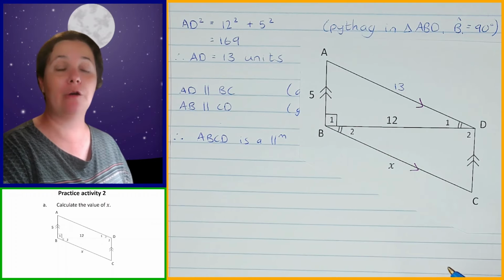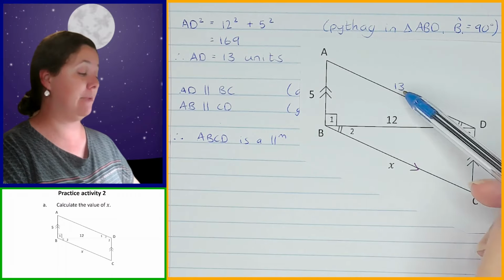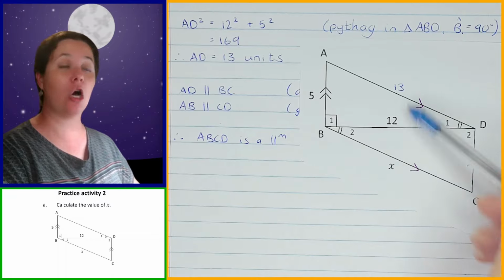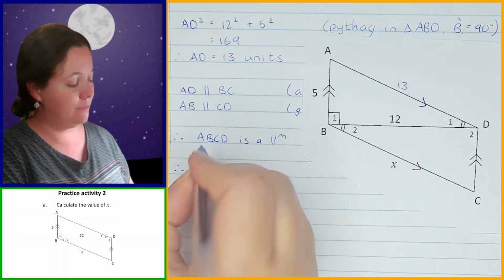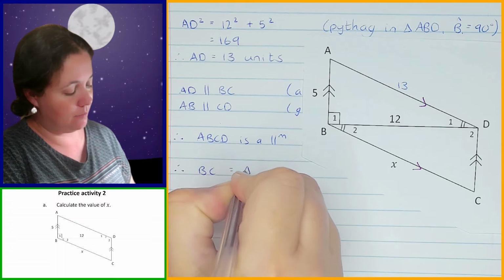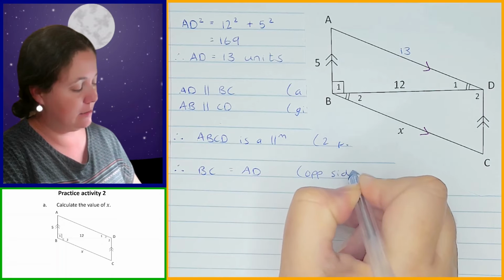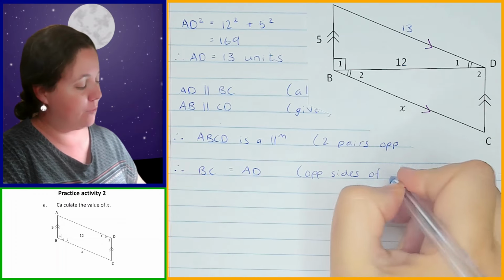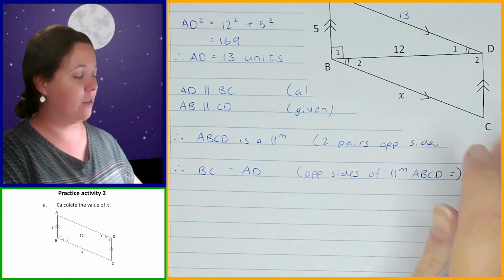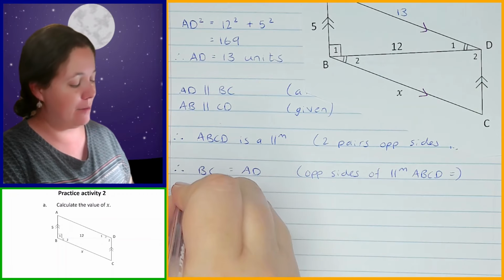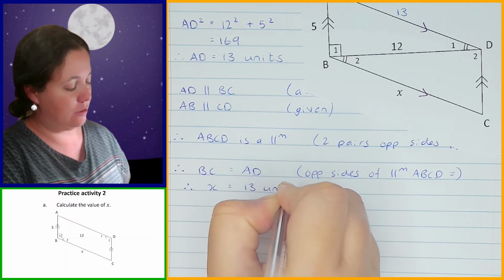And because it's a parallelogram, I can now use the properties of a parallelogram, which means that I can say that these two sides are equal to each other. So I can say, therefore, BC is equal to AD because opposite sides of parallelogram ABCD are equal. Okay, so if these are equal, that means that x is equal to 13 units.